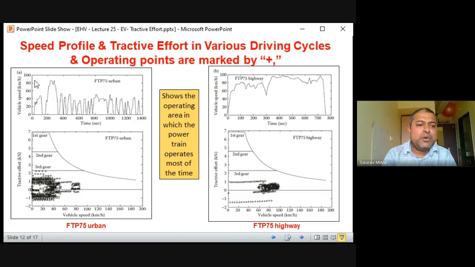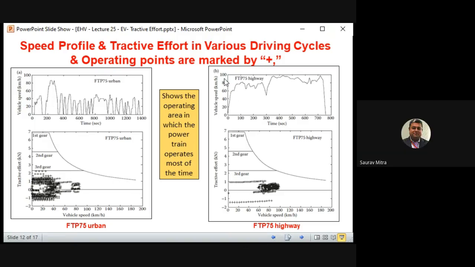In this case only once you had gone to 80 kilometer per hour, so the y-axis is speed here, and most of the time you are in the 40 to 45 kilometer range. But in this highway you are finding that you are most of the time at 100 kilometer per hour range. So most of the plus signs are here. So mostly you are in third gear or fourth gear, and you are on the highway because most of the time you are at very high speed.